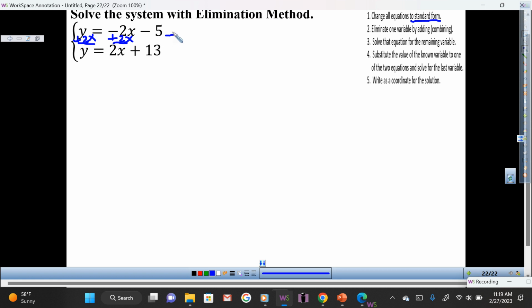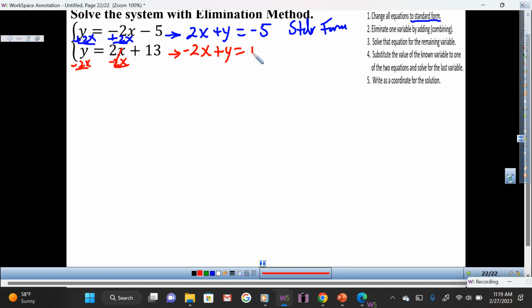I'm going to do that in blue, and I'm going to rewrite it. Since I added 2x to each side, I have 2x plus y equals negative 5. So I rewrote my first one. This is called what? Standard form, when both x and y are on the same side. So let's do that for the second one in red. What do I do to send the x to the other side? Subtract 2x, subtract 2x. So I'm left with negative 2x plus y equals 13.